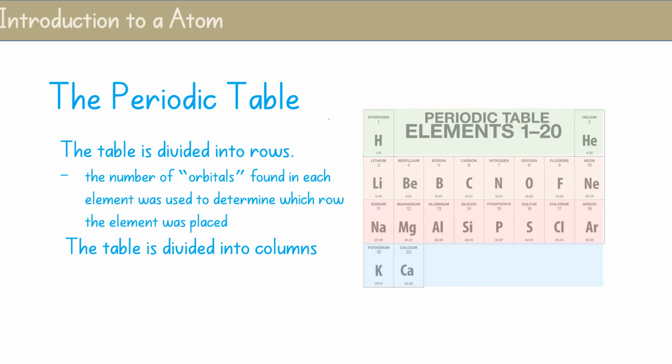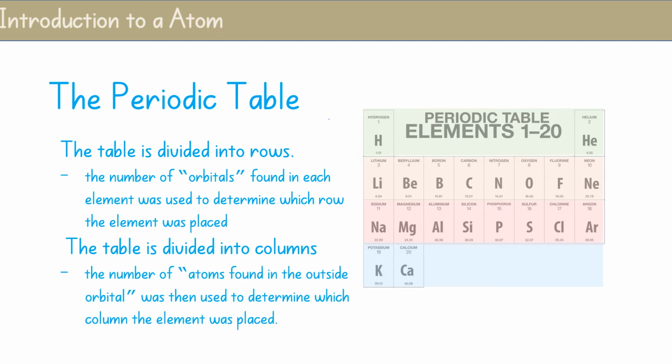The table was then divided into columns. The number of electrons found in the outside orbital was then used to determine which column the element was placed. 1, 2, 3, 4, 5, 6, 7, 8.